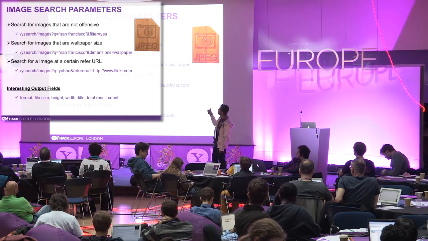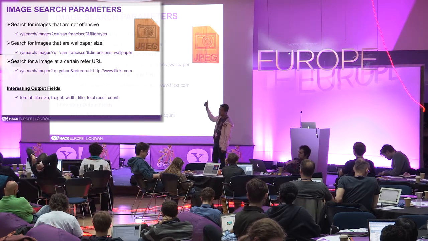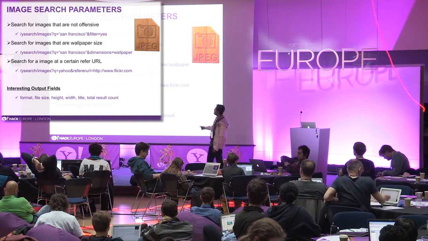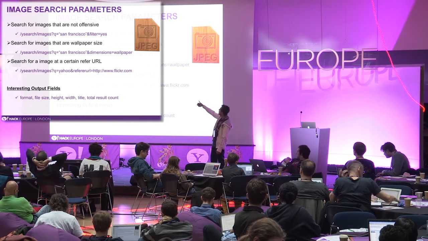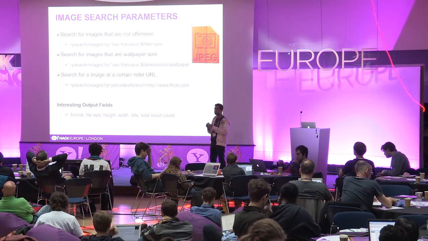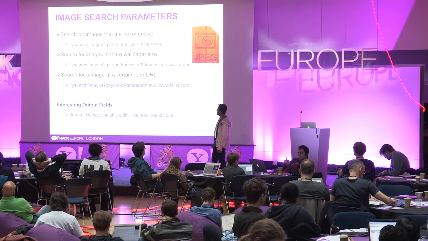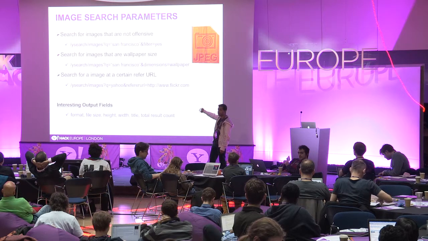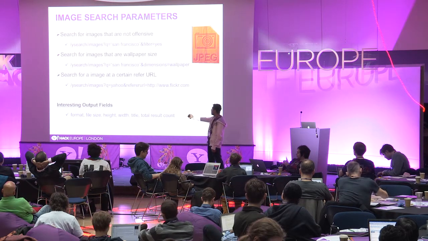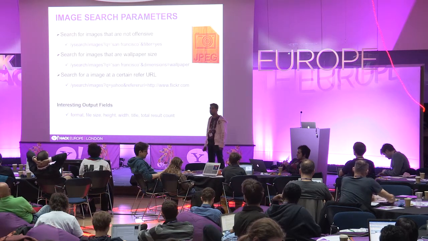So in image search, you can search for, say, only San Francisco, but only results that are not offensive. For example, obviously San Francisco would be okay, but depending on the situation. If you're searching for large size images or smaller size images or only thumbnails, things like that, you can use a dimensions parameter. You can search for specific refer URLs as well, so only returning from Flickr, for example. And then you can get a whole bunch of additional content. So you can get the size of the file, height, width, title, and how many results are available as well.